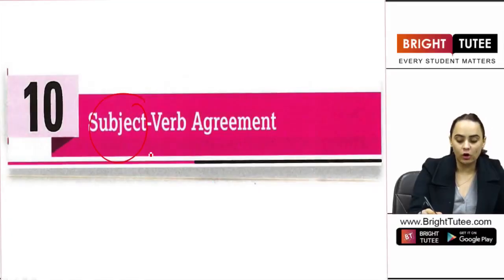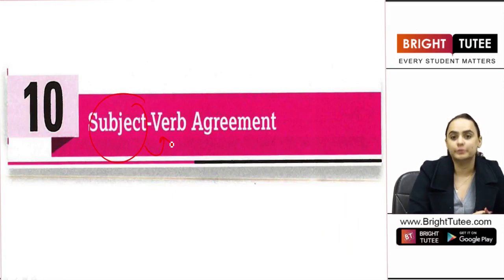In this class we are going to begin with chapter 10 of class 7 Nagaland board. This is a grammar topic that we are doing by the name subject verb agreement. Now as the name of the chapter suggests, we are going to learn how in a sentence the subject should always agree with the verb.